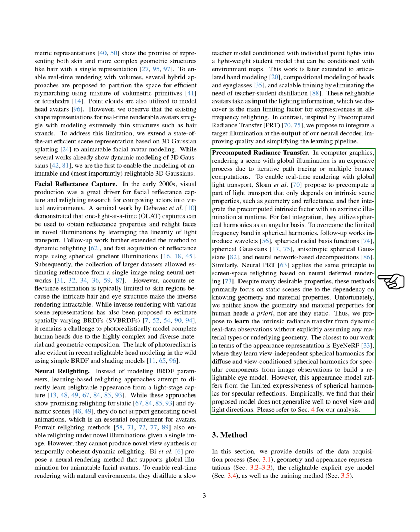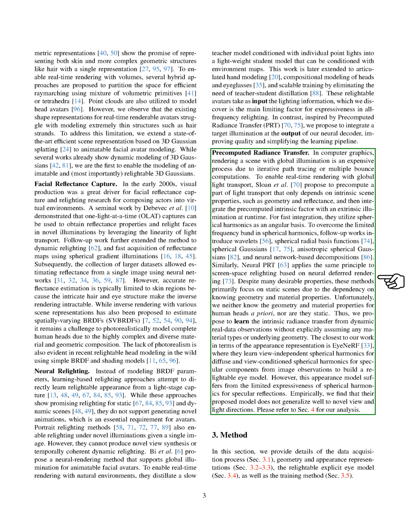To overcome the limited frequency band in spherical harmonics, follow-up works introduce wavelets, spherical radial basis functions, spherical Gaussians, anisotropic spherical Gaussians, and neural network-based decompositions. Similarly, neural PRT applies the same principle to screen space relighting based on neural deferred rendering. Despite many desirable properties, these methods primarily focus on static scenes due to the dependency on knowing geometry and material properties. Unfortunately, we neither know the geometry and material properties for human heads a priori, nor are they static.